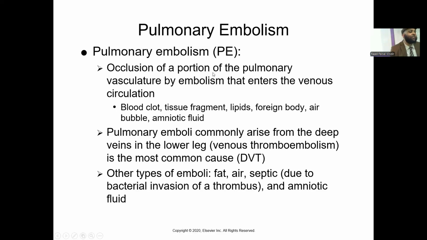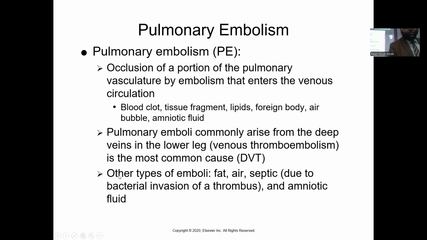Pulmonary embolism, we discussed that when we talked about deep vein thrombosis. When there's hypercoagulable blood, there's occlusion of a portion of the pulmonary vasculature by an embolism that enters the venous circulation. Pulmonary emboli commonly arise from deep veins in the lower leg. That's known as venous thromboembolism. That is the most common cause, deep vein thrombosis.